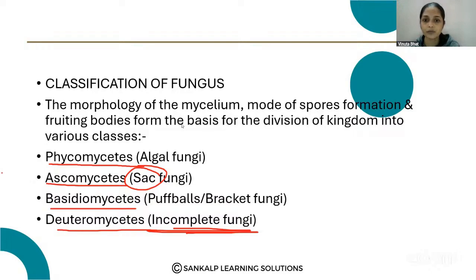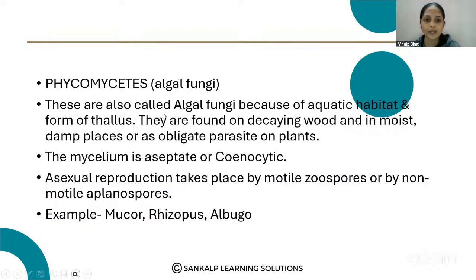Here, phycomycetes. What are the important characteristics of the phycomycetes? They are also called algal fungi because of their aquatic habitat and the form of the thallus. They grow on wood and in moist, damp places. I hope you remember these points. And the mycelium is aseptate and cenocytic.